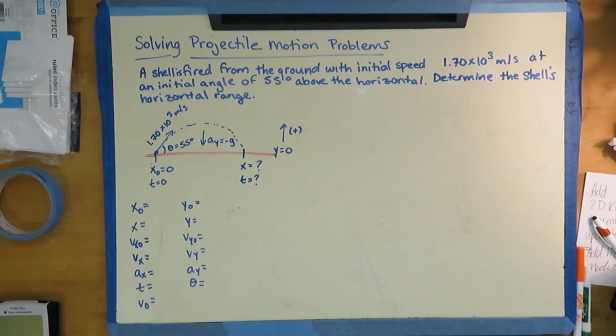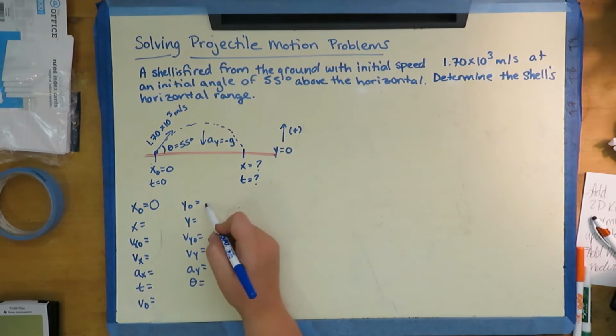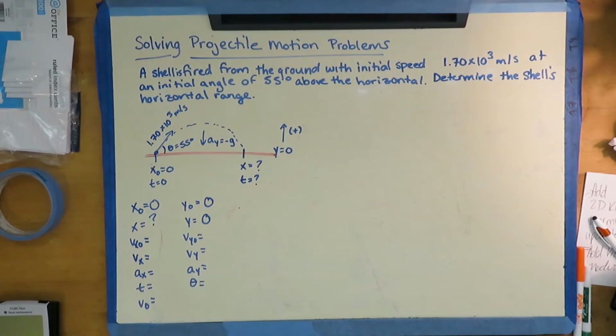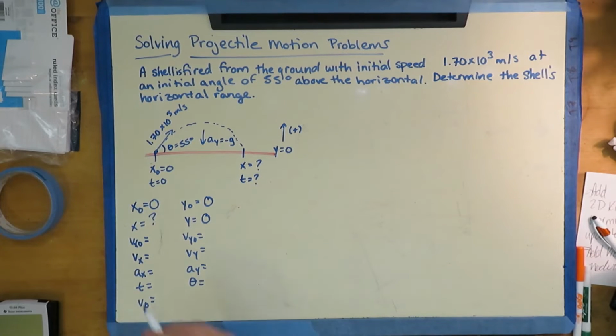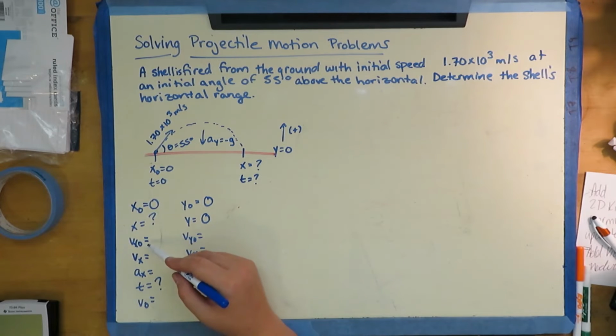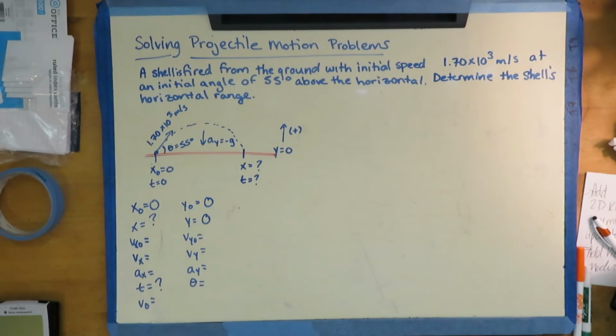So from the information that we already know, we know that our initial position is 0. Our initial vertical position is 0. Our final vertical position is 0. We're looking for our range, our ending position. We know nothing about time. We have an initial horizontal velocity but it's unknown.